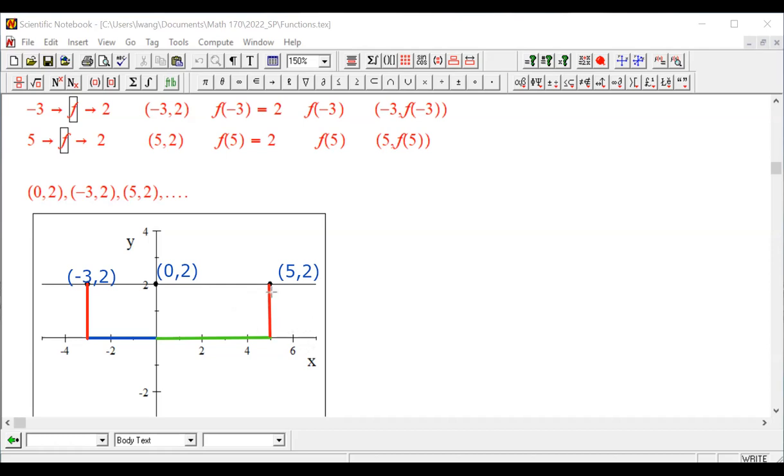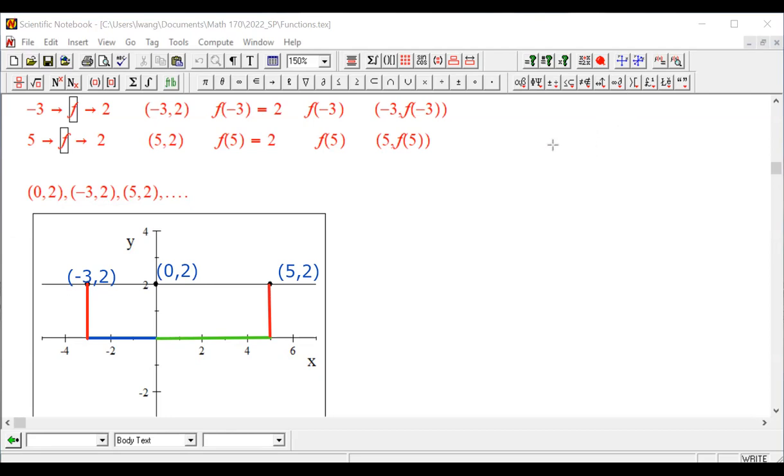Apparently both red points are above the x-axis, so the outputs are positive, right? You can see that a positive output is over the x-axis, and a negative output is below the x-axis. So that's the picture. So we have studied this rule.